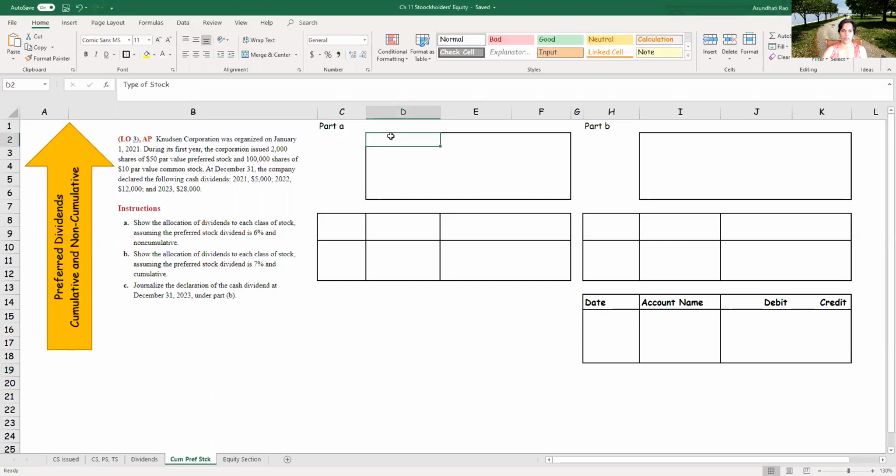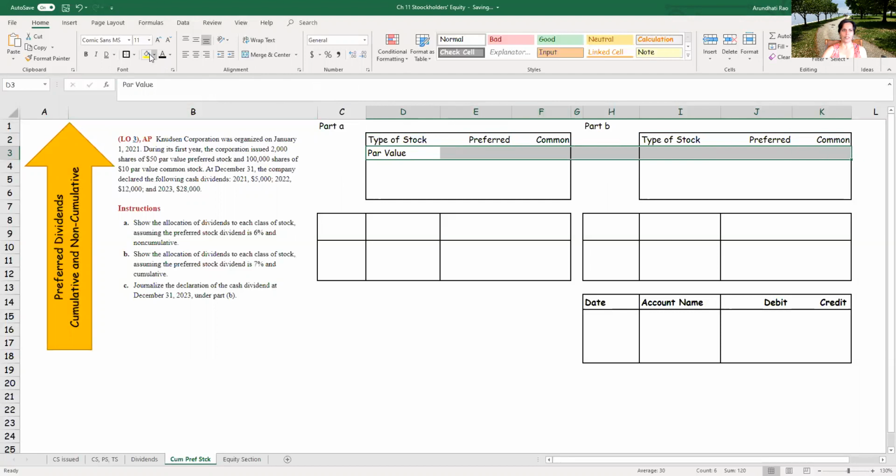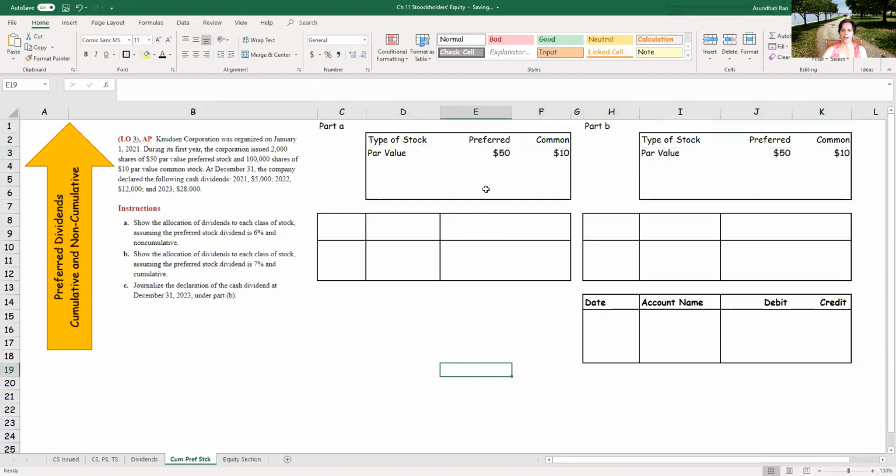So let's start out with some basic information over here. Identifying the information: the type of stock I have is common stock and preferred stock. So I'm concerned with these two classes of stock, and obviously for part A and part B, that's going to be the same. What's the par value of the shares for each of these? Again, it stays the same in both cases. So let me highlight that. I have $50 par preferred stock and $10 par common stock.